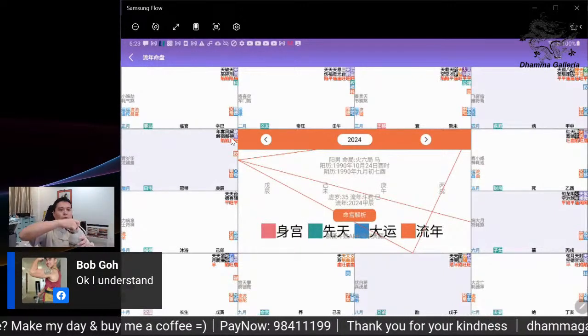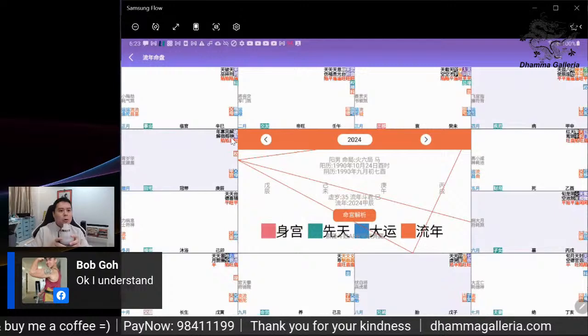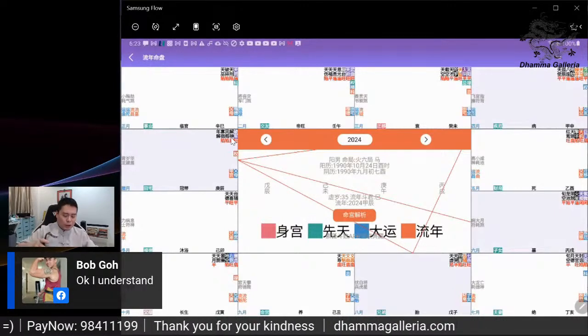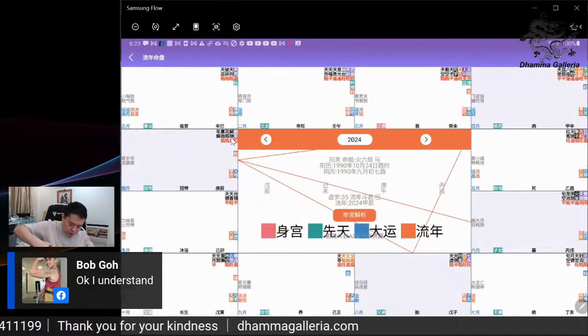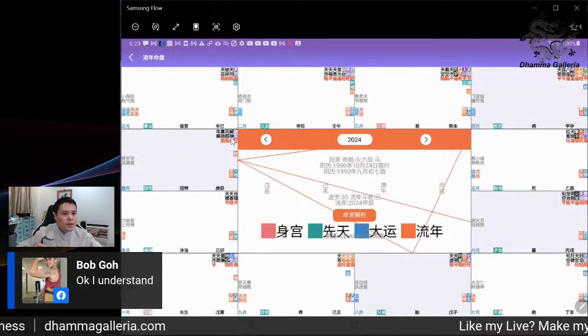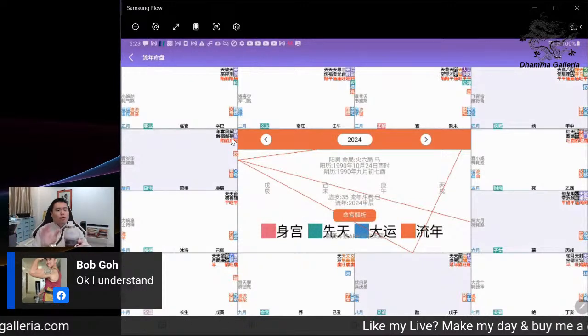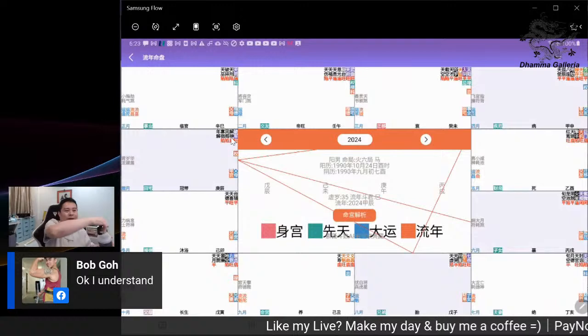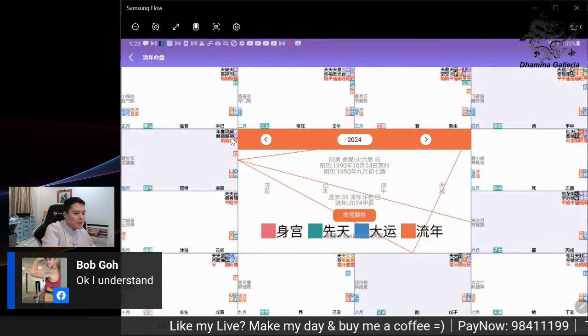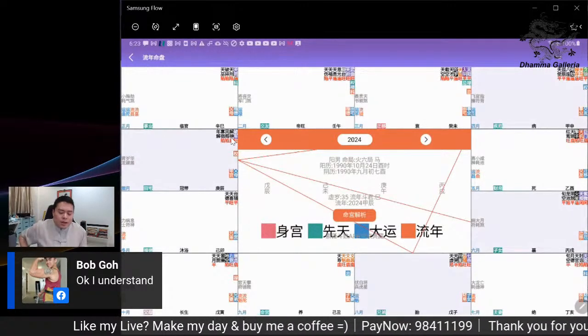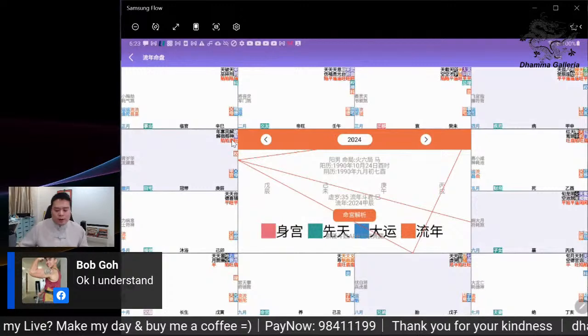Therefore, in the year 2024, with the star 破军 paired with 化权 within your self destiny domain, and there are also positive stars like 连结 and 解神, which means that you will break new ground this year. Because 破军 is like an army, a frontline army.